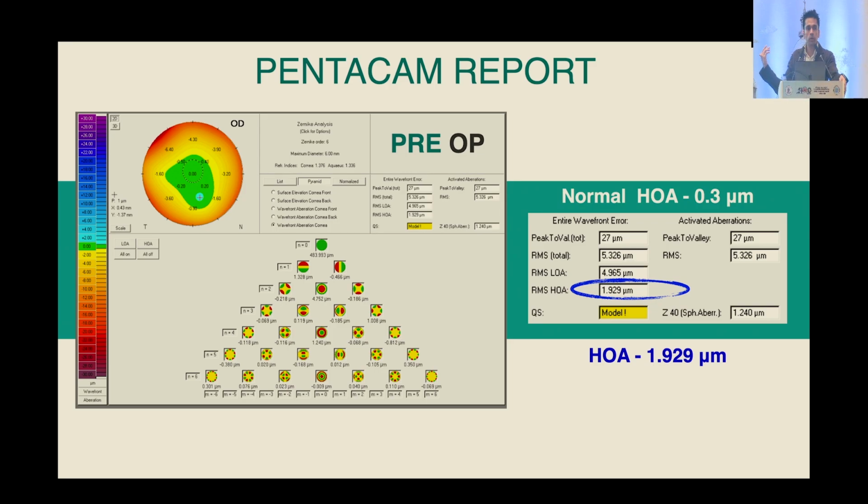This patient came to me with a 1.9, and we've seen patients with even higher higher order aberration values at the Pentacam level. So if you're not looking for this, you will not find the indication for these patients. The RMS value is probably the first value you want to look for when you're trying to find out irregular astigmatism or irregular corneas.